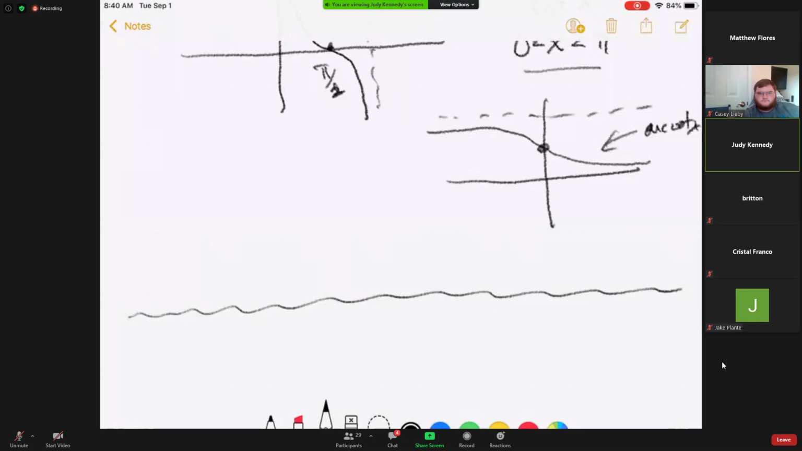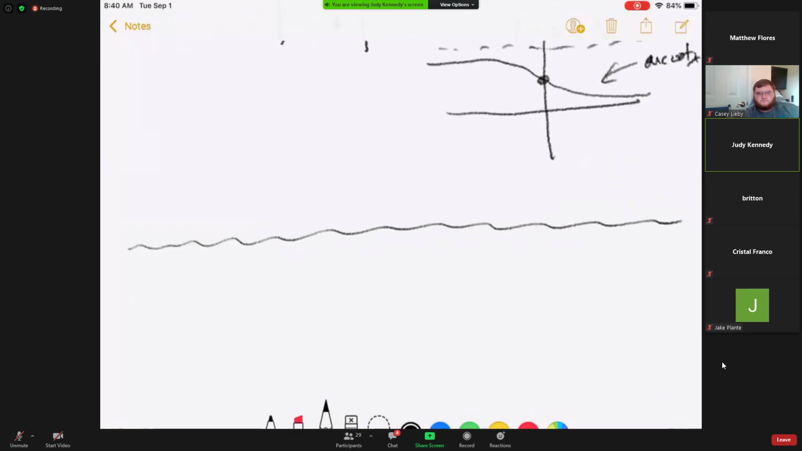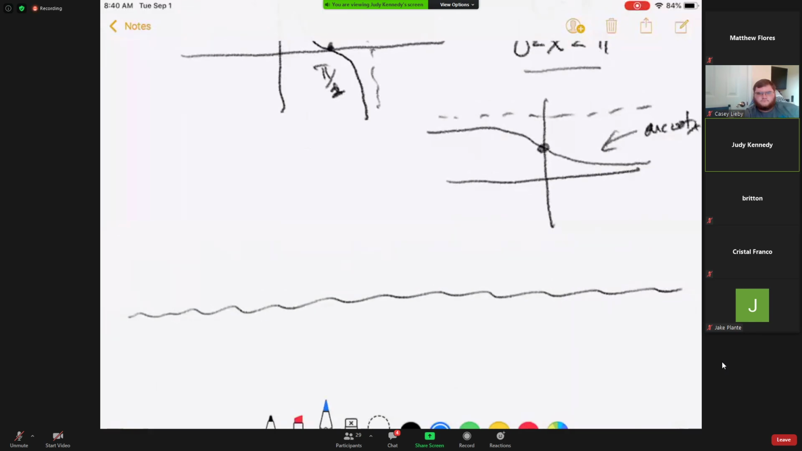Well, it depends on the problem, and you have to take it problem by problem, but you have a vertical asymptote at x equal to a for the function f.